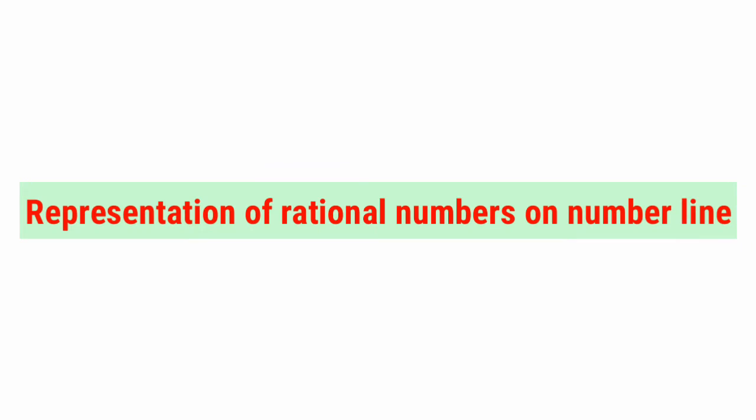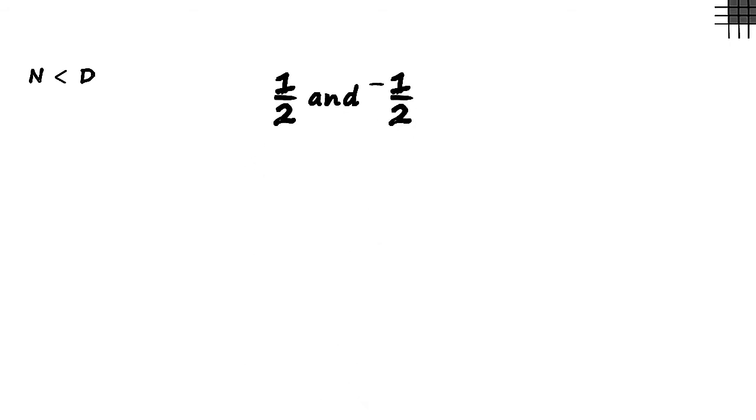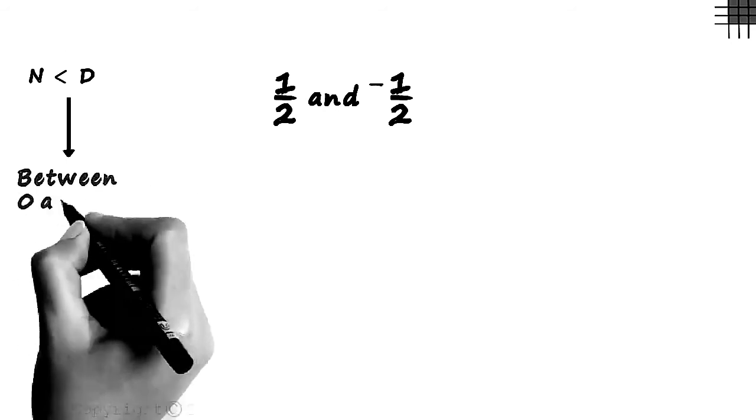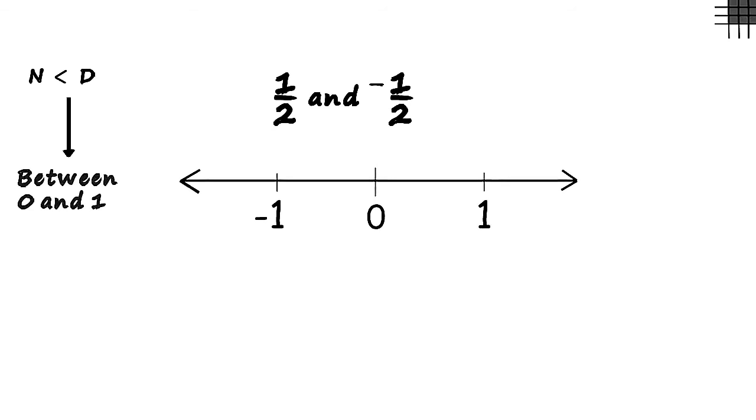Representation of rational numbers on number line. Category 1. When numerator is less than denominator. Let us try to mark 1 by 2 and minus 1 by 2 on the number line. Here, numerator is less than denominator. If numerator is less than denominator, the positive rational number lies between 0 and 1. So, draw the number line and mark the points 1 and minus 1.